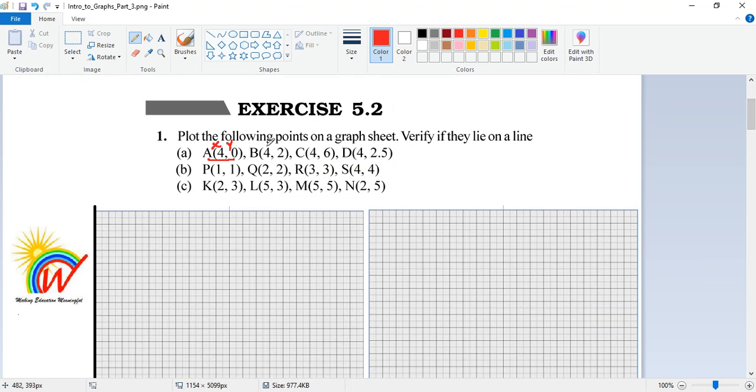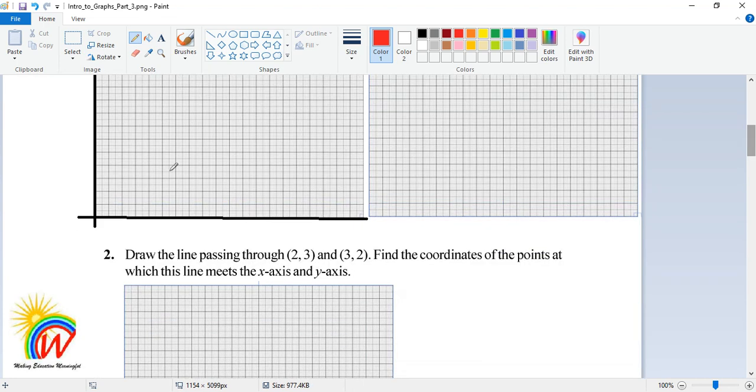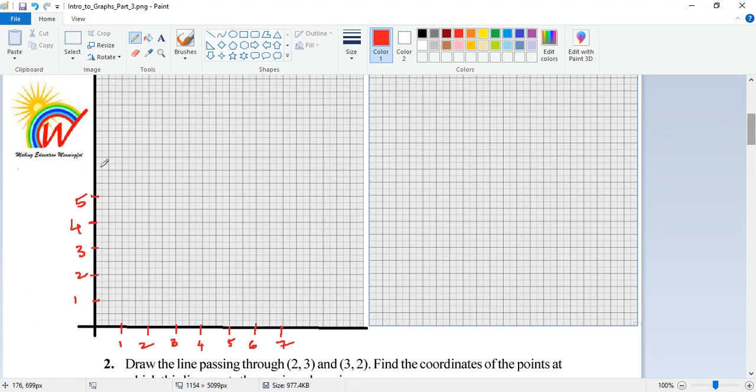So here 4 lies on the x-axis, point B, 2 lies on the y-axis. This C is 4 on the x-axis and 6 on the y-axis, and this is 4 on the x-axis and 2.5 on the y-axis. Now I'll just mark the points. Let me say the x-axis is like 1 2 3 4 5 6 and so on. Now I will write this 1 2 3 4 5 and so on. You can write 6 and 7 also.